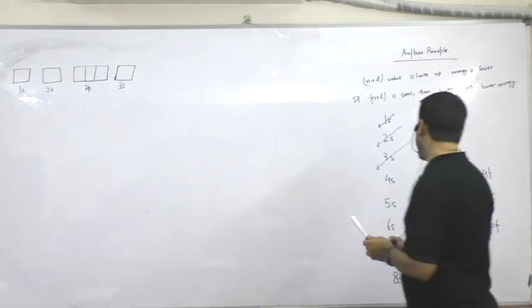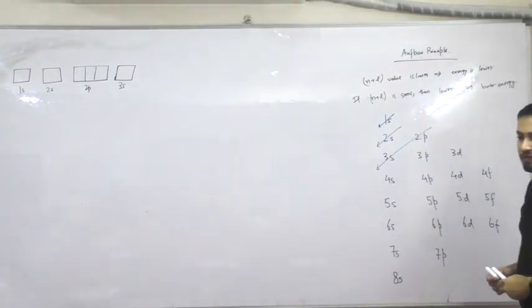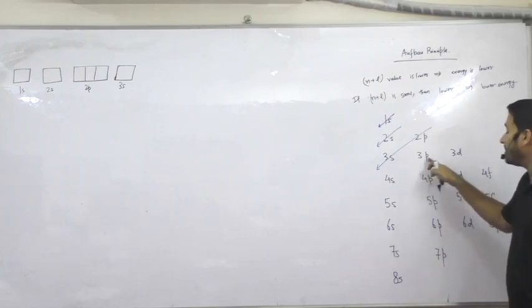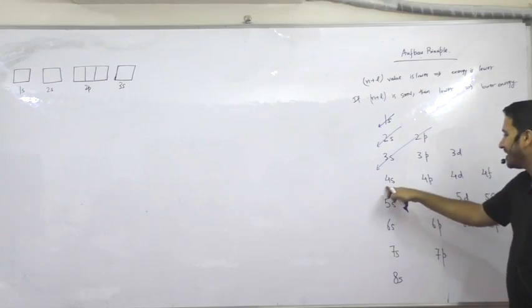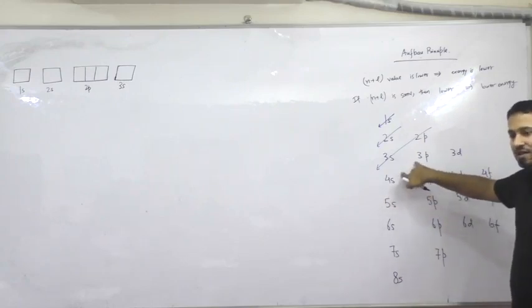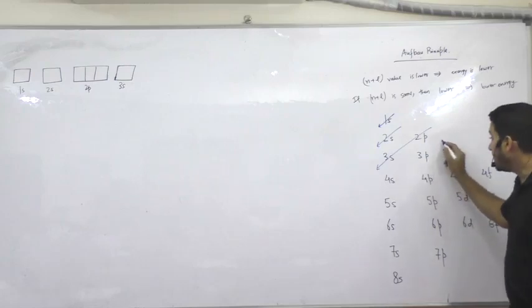After 3s, what will I fill first? 3p. Because this is 3 plus 1, 4, and this is 4 plus 0, 4. But n plus l is the same, so what will I fill first? Lower n. So 3p will be filled first.